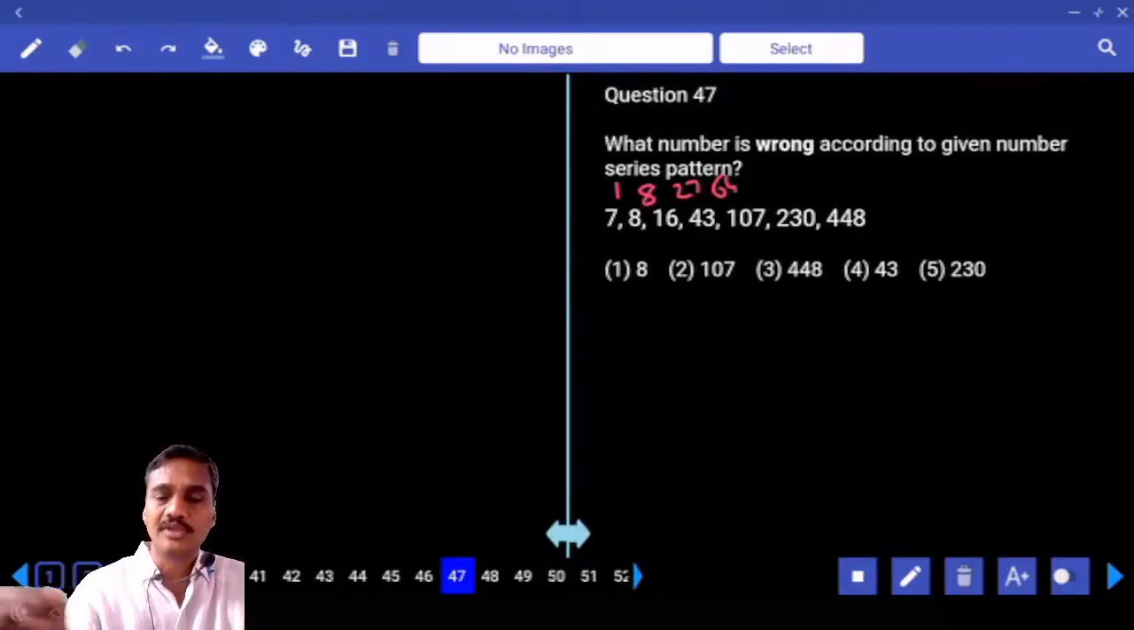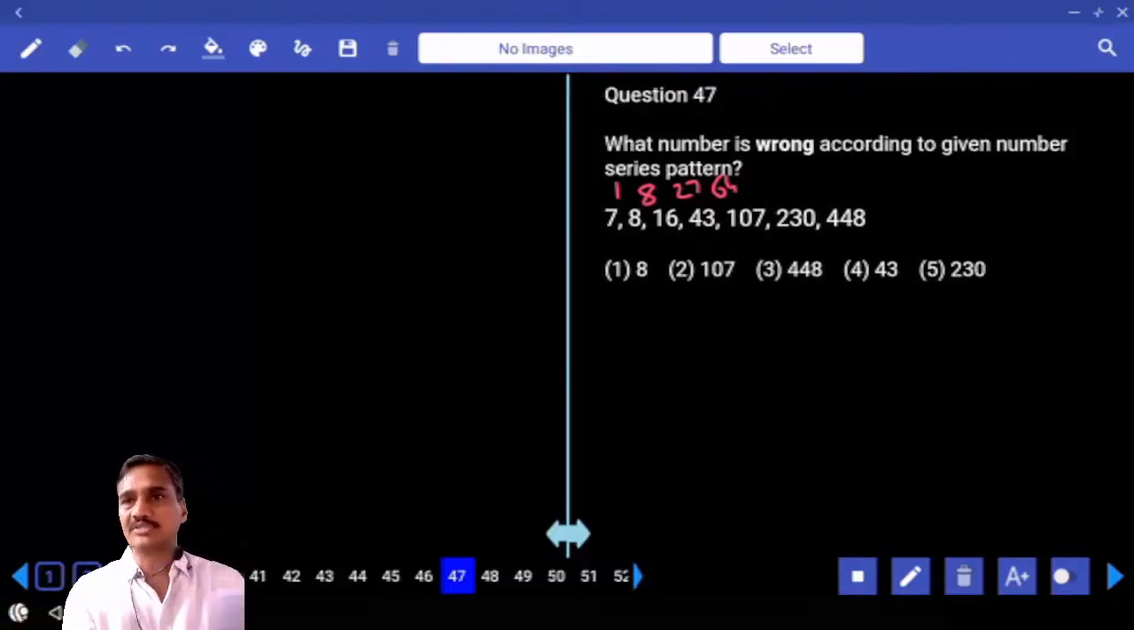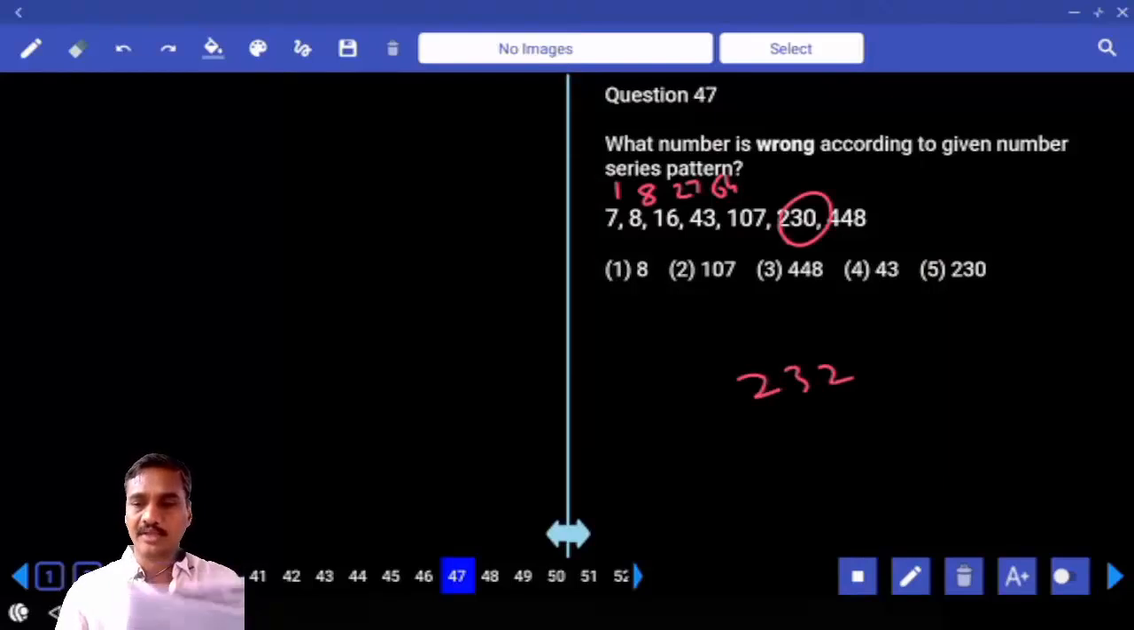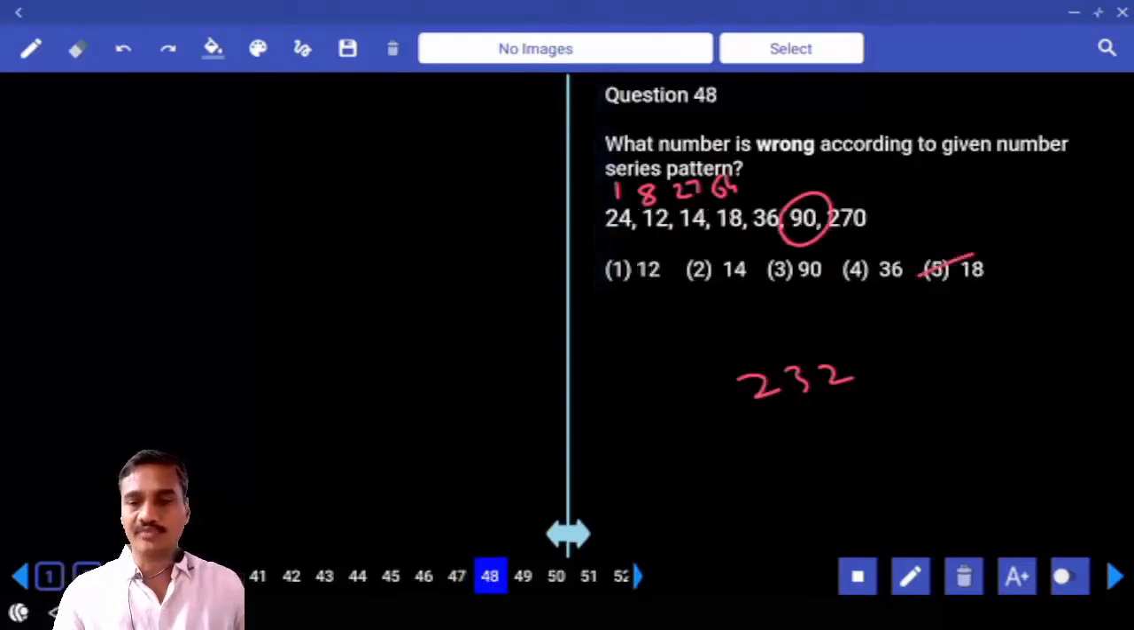64. Why 64? Because the numbers are cubes: 1 cube, 2 cube, 3 cube, 4 cube and so on. Next what should come? 5 cube, which is 125. 125 plus 107 should be 232. Here it is 230. Hence that is the wrong number. The correct number is 232 and the wrong number is 230, choice 5, question number 47. Then 48.